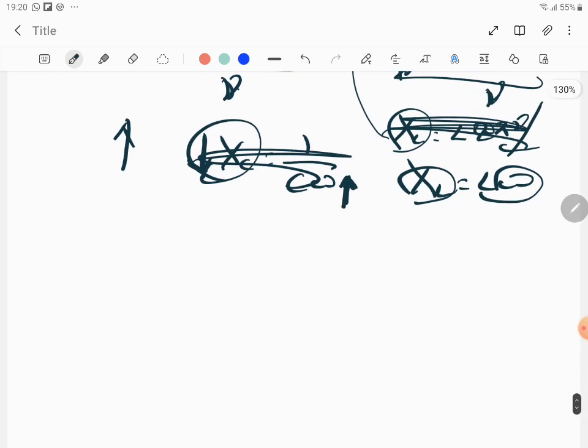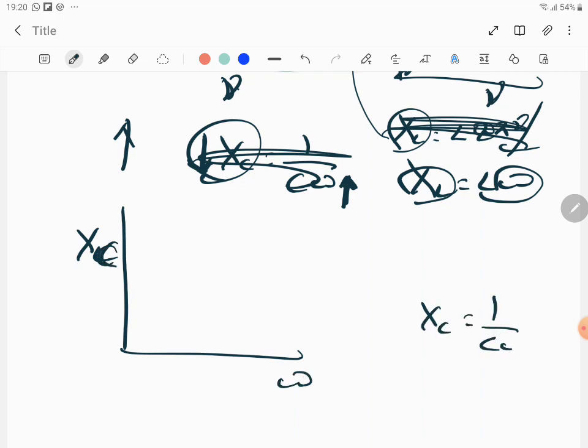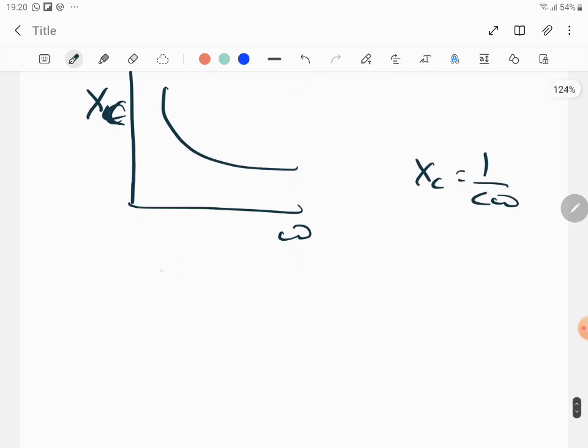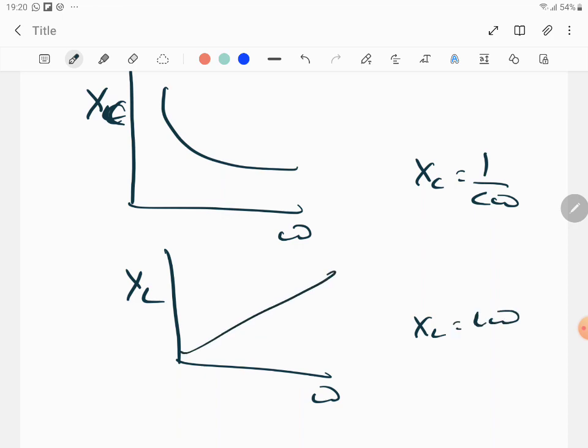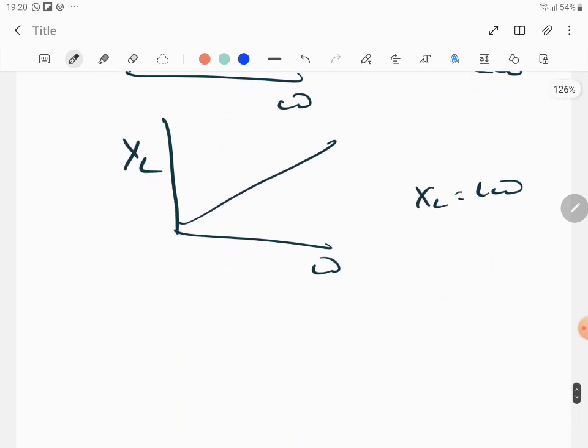Okay, let's go to the next question. They'll ask you graphs such as this: capacitive reactance XC versus omega. XC is equal to 1 by C omega, so it will be like this. Then they'll ask you XL versus omega or frequency. XL is equal to L omega, so it will be linear. Are you clear with all this?